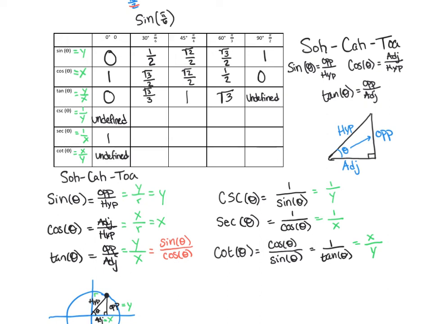Let's try at the other end of the table with 90 degrees or pi over 2. So cosecant of 90 degrees, remember, is going to be 1 over our y value. So 1 over 1, that's just 1. Okay. Let's try that with secant. So secant, again, is 1 over our x value. So 1 over 0, dividing by 0, you're not supposed to do that. So 1 over 0 is going to be undefined.